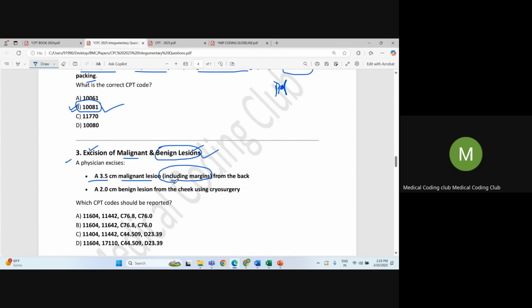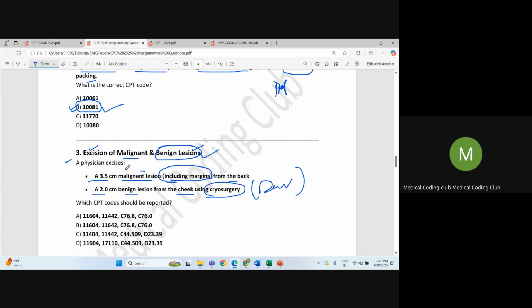You can see 3.5 centimeters of malignant lesion, including margin. So you don't have to measure the margin here. They said including margin, from the back. They have excised 3.5 centimeters of malignant lesion from the back, and also 2 centimeters of benign lesion from the cheek using cryosurgery. Using cryosurgery means it's a destruction procedure, so for the benign lesion you need to take the destruction code.